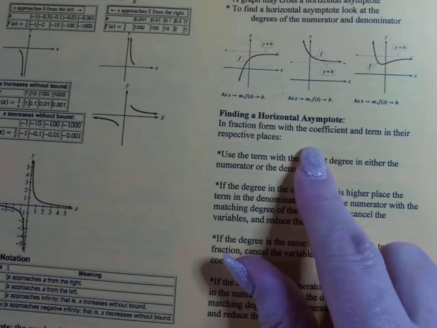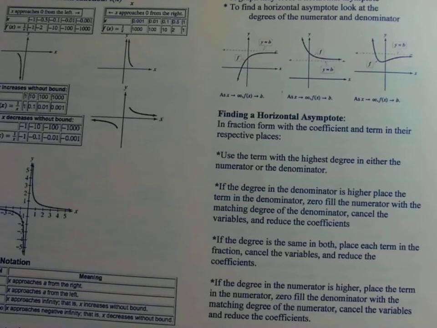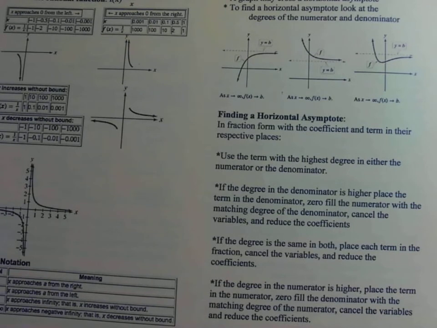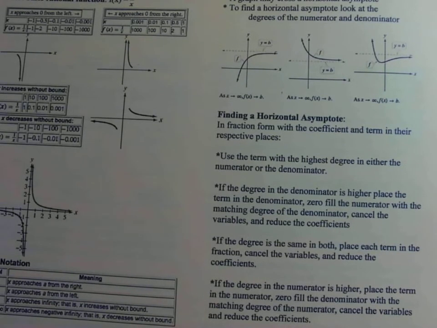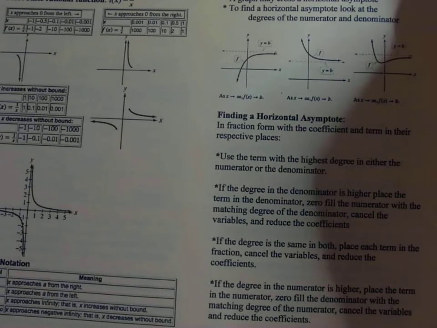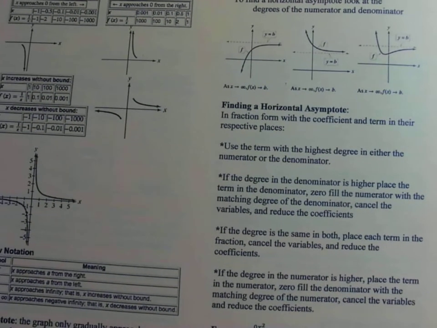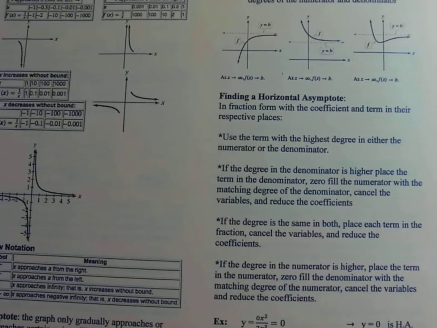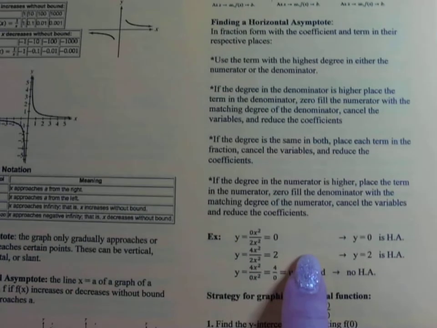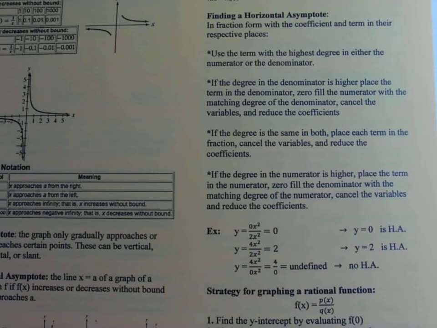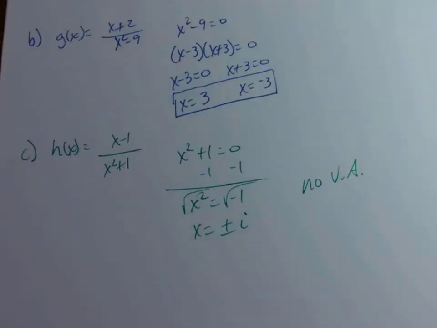So in the fraction form with the coefficient and the term in respective places, we're going to use the highest degree. Now some of you might know the n and the m, and if you know that, it's going to be fine. I'm going to show you how to do them using the highest degree, because I think it's easier than trying to remember. You can also know Bobo Botson, or however that goes, whichever one of those works for you. And there's examples on the handout in case you're trying to really understand what we're doing.